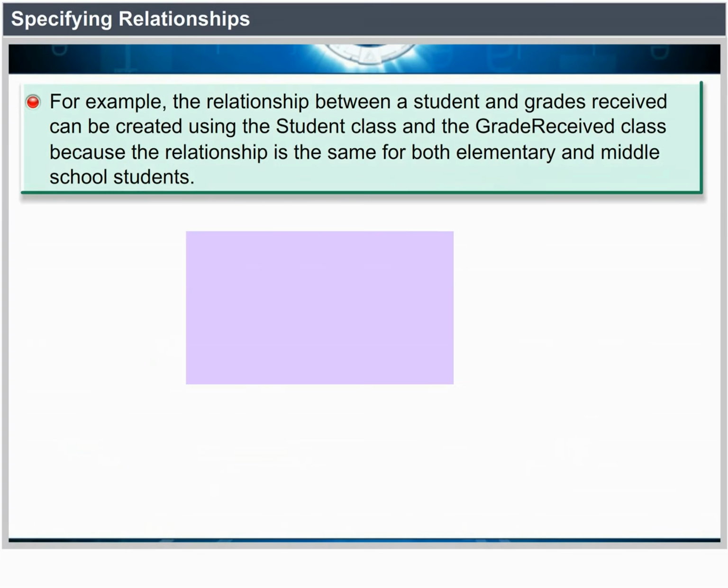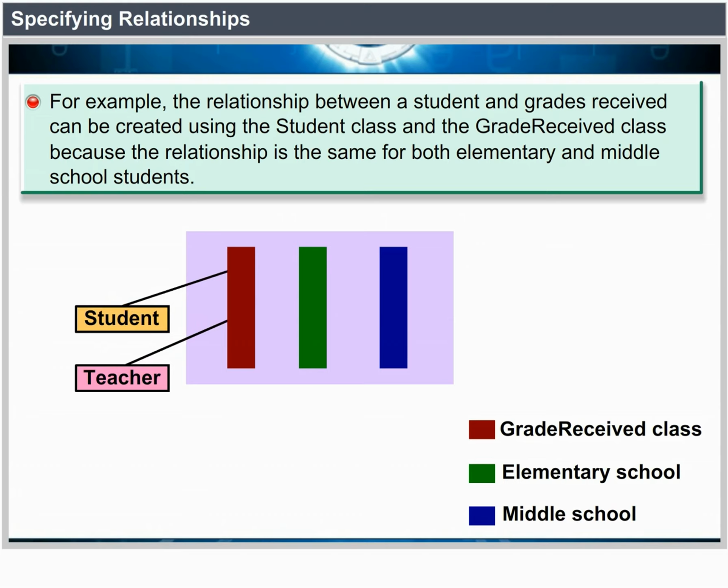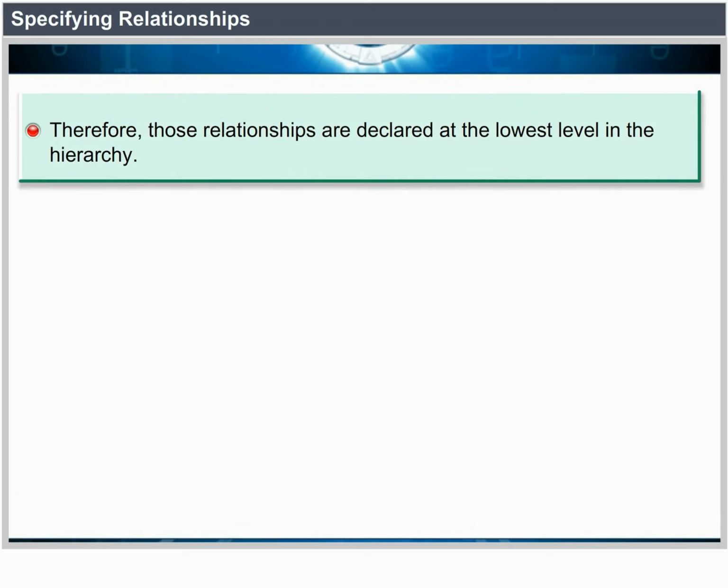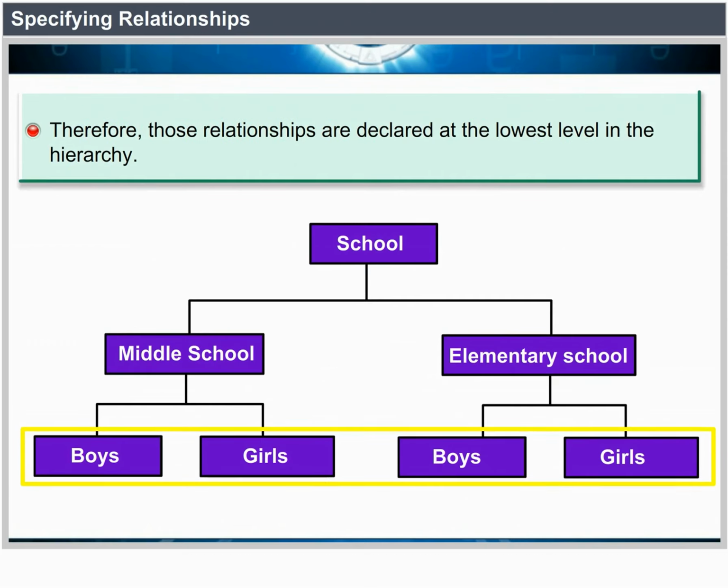For example, the relationship between a student and grades received can be declared between the student class and the grade received class, because the relationship is the same for both elementary and middle school students. However, the relationship involving current class enrollments is different for middle school and elementary school. Therefore, those relationships are declared at the lowest level in the hierarchy.